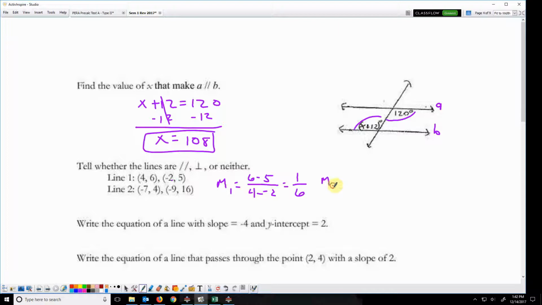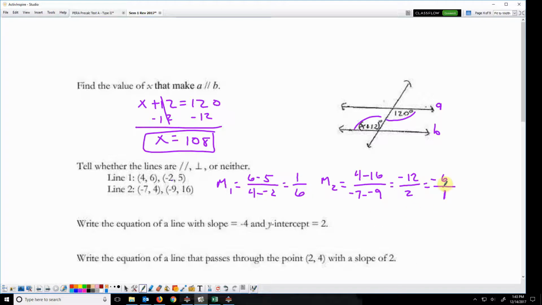The slope of line 2, y minus y, is 4 minus 16, and x minus x is negative 7 minus negative 9. 4 minus 16 is negative 12. Negative 7 minus negative 9 is the same as negative 7 plus 9, and that is 2. Both are divisible by 2. 2 goes into negative 12 negative 6 times, and into 2 1 time.